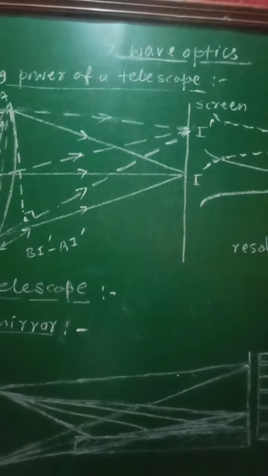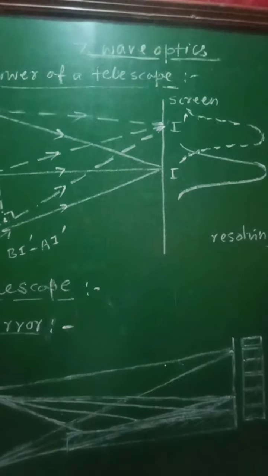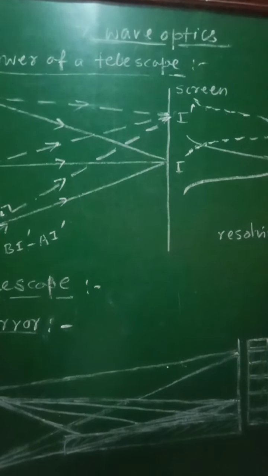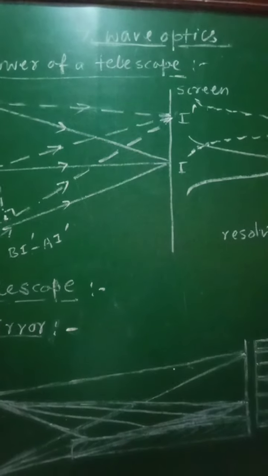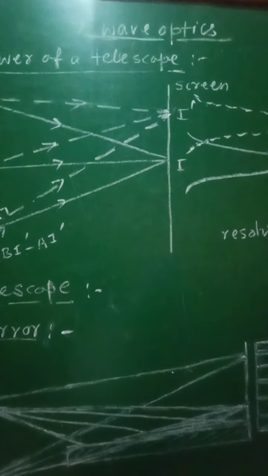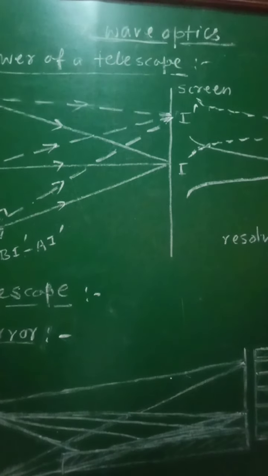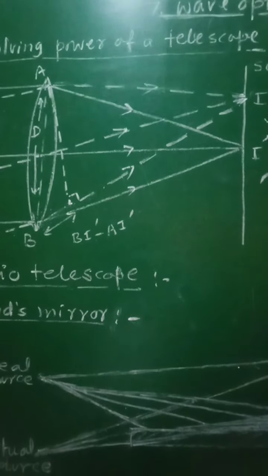Resolving power of a telescope is defined as the reciprocal of least angular separation between the objects that are just resolved. So telescopes are used to observe distant objects clearly.